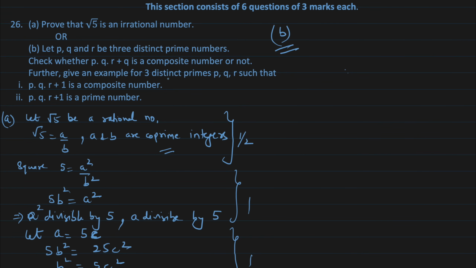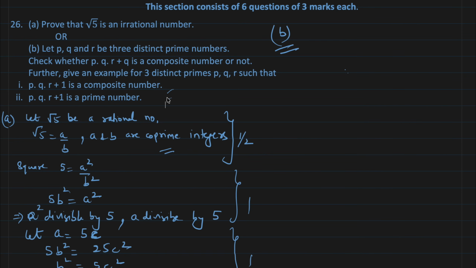Let p, q, r be 3 distinct prime numbers. Check whether p·q·r + q is a composite number or not. First part is that. Then further you have to give examples of 3 prime numbers that satisfy these 2 conditions.